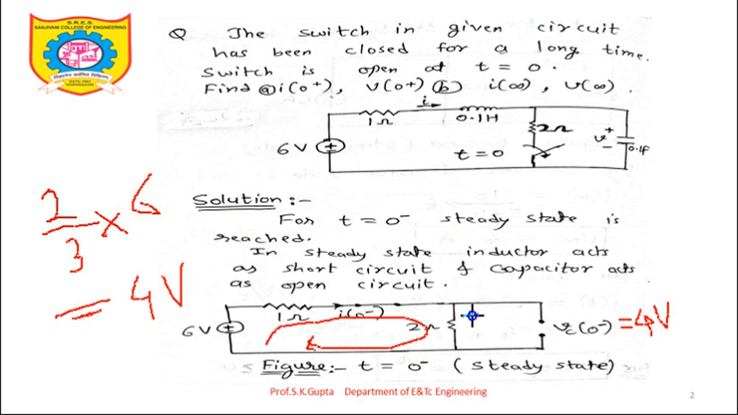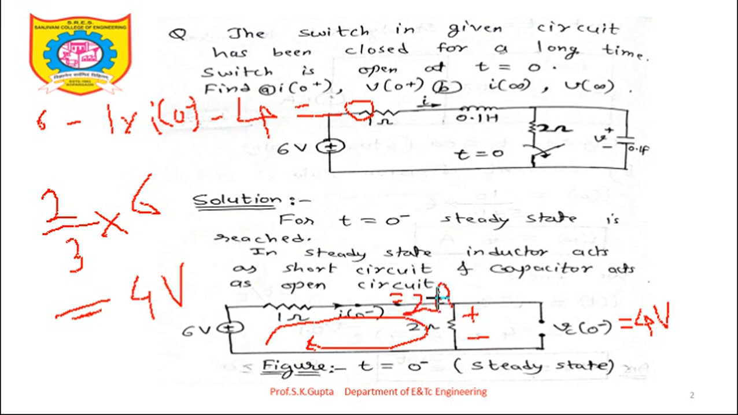Here plus minus 4 volt is there. Okay, so by KVL equation, I am starting from minus to plus, so 6 minus current through this resistor, which is 1 ohm into i of 0, minus 4 volt, because voltage across 2 ohm resistor is 4. So it comes out as 6 minus 4 is 2. So i of 0 minus equal to 2 ampere. So i of 0 minus answer is 2 ampere.